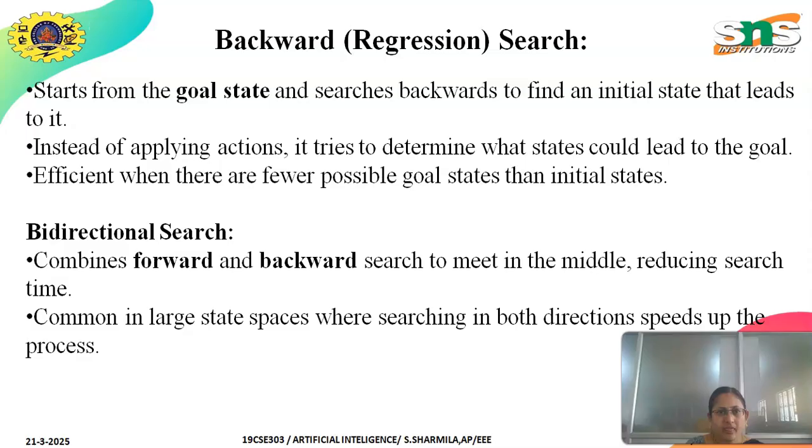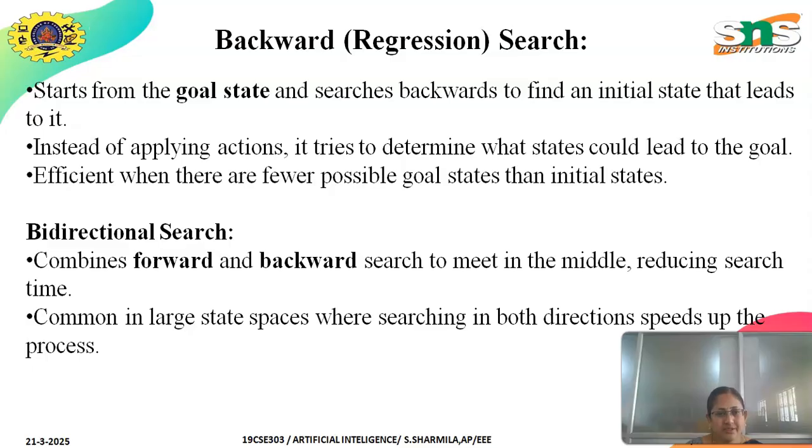And backward search, BSS, is called regression. It starts from the goal state, the final state, and searches backwards to find the initial state that leads to it. Instead of applying actions, we try to determine what states could lead to the goal. It is efficient when there are fewer possible goal states than initial states.